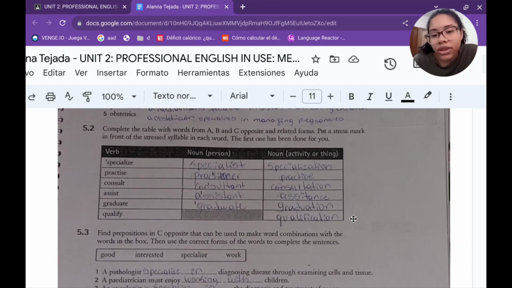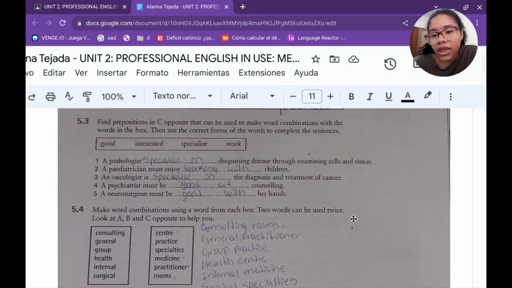Complete the table with words from A, B, and C opposite in related forms. Put a stress mark in front of the stressed syllable in each word. The first one has been done for you. So we get as a verb, specialize; as a noun for a person, specialist; and as a noun for an activity or theme, specialization. So we got practice, practitioner, practice; consult, consultant, consultation; assist, assistant, assistance; graduate, graduate, graduation; qualify, qualification.